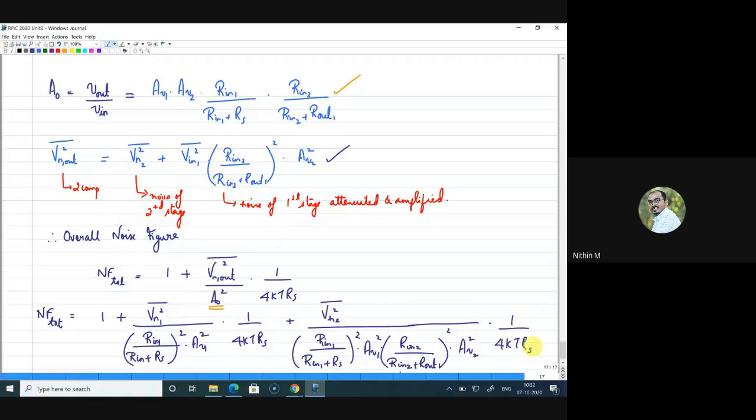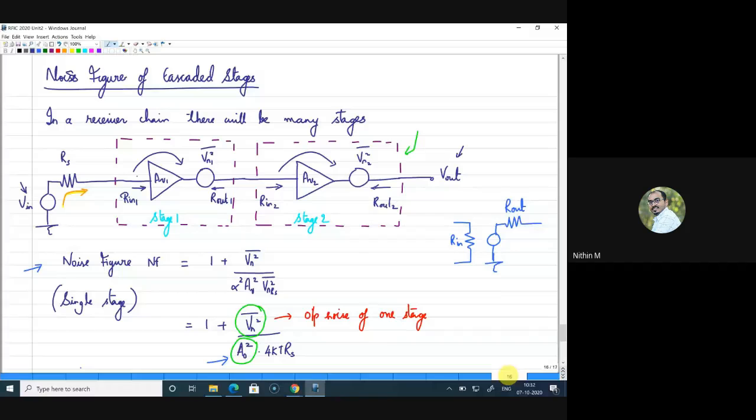Can you repeat which expression? The A naught expression. Sure, Akshay, I'll do that. So what is the A naught expression? A naught is the total gain provided by the system, so V out by V in. V out is here, and V in is this side, right?